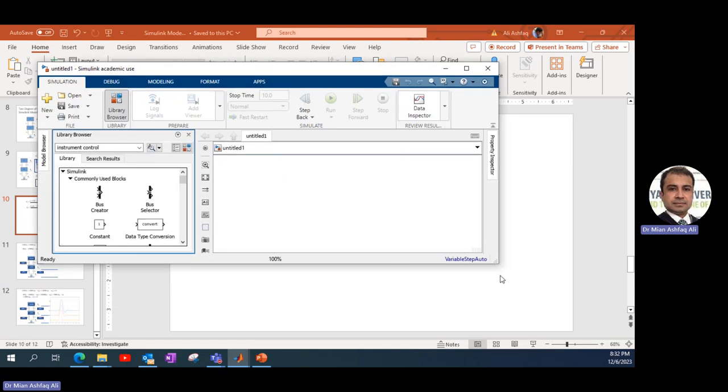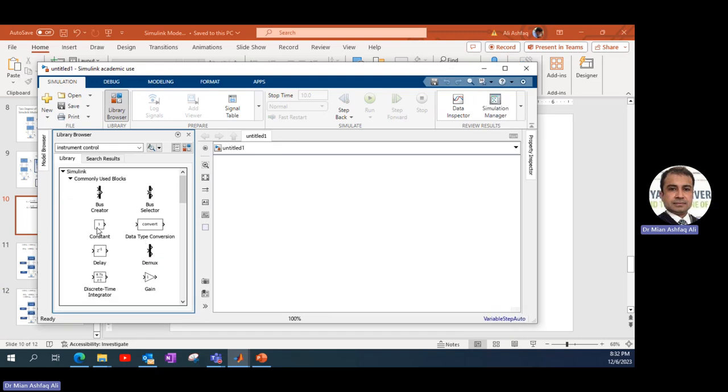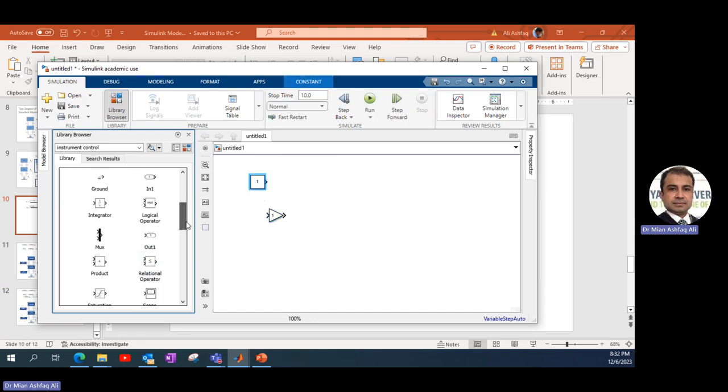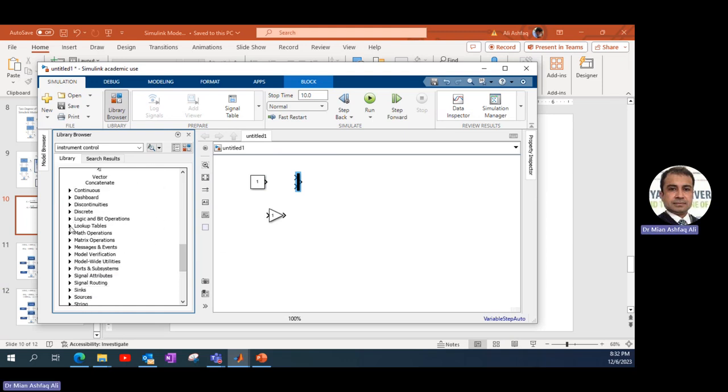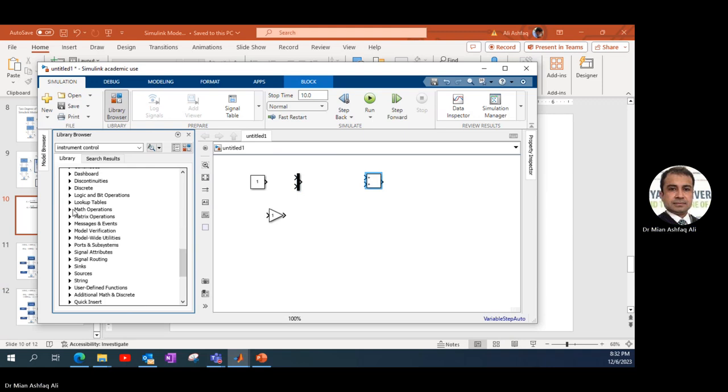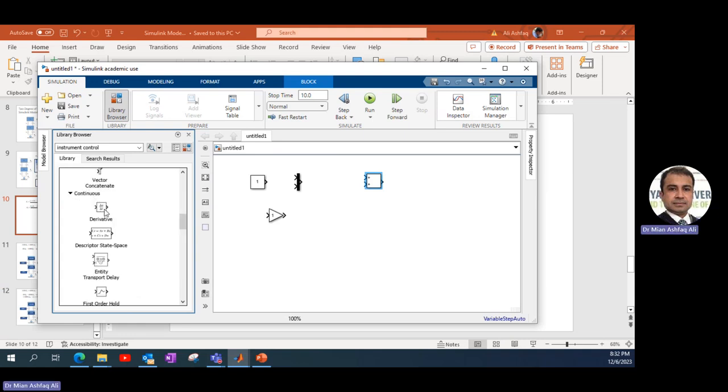Some commonly used blocks that are frequently used are the gain block, we may have some constant, we may use some demux, and other than this, from math operation, we can take this addition, and from the continuous model, we can also take the derivative function and we can take this integrator function.